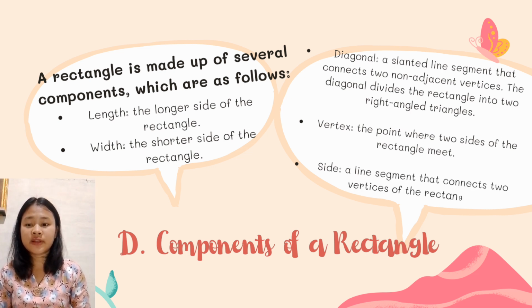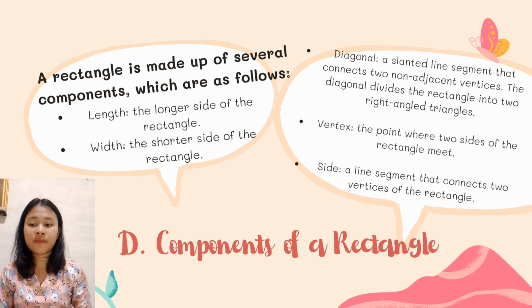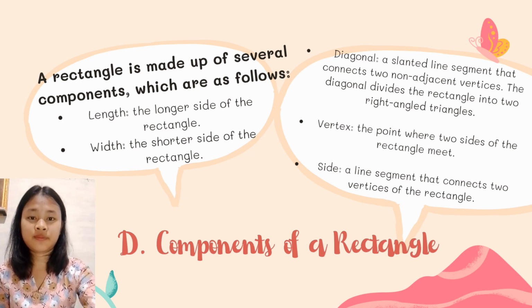The diagonals divide the rectangle into right-angled triangles. 4. Vertex, the point where two sides of the rectangle meet. And the last, side, a line segment that connects two vertices of the rectangle.